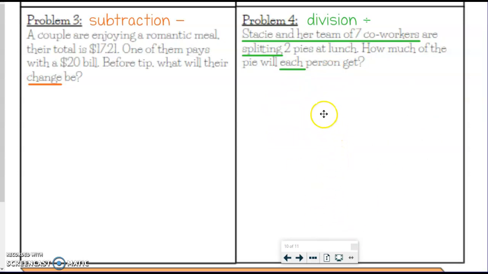And think too, should each coworker end up with more than 1 pie or less than 1 pie? Think if there's only 2 pies and they're split between 8 people, how much of a pie would each person get? It should be less than 1.